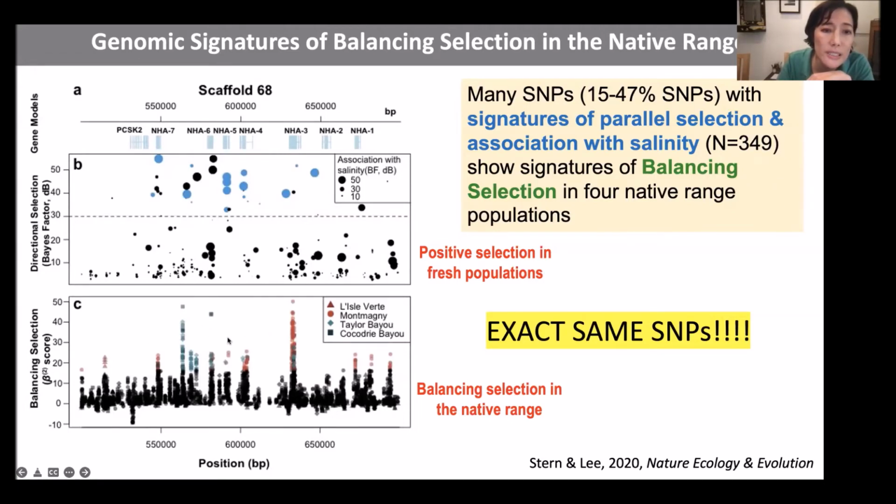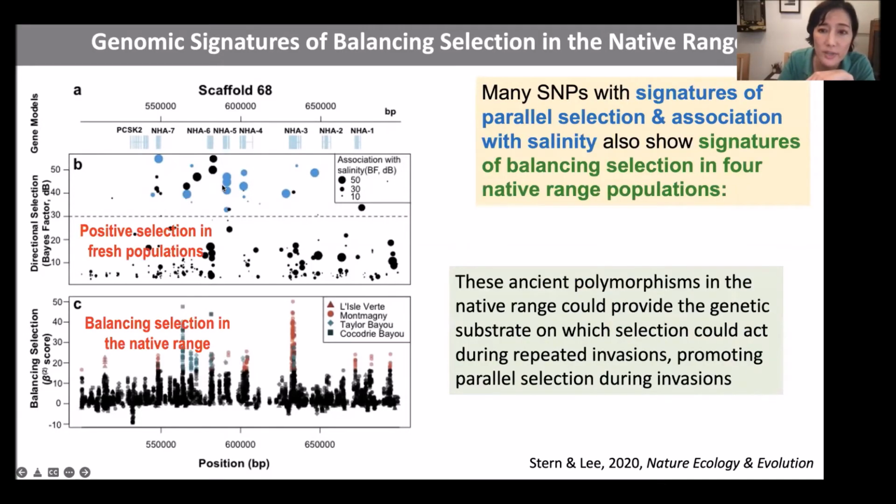So in these 4 distinct native range populations from genetically distinct clades in the Gulf of Mexico and on the Atlantic coast, the same SNPs that were under balancing selection, quite a few of them, showed signatures of parallel selection acting on the same SNPs during independent saline to freshwater invasions. So this was pretty surprising.